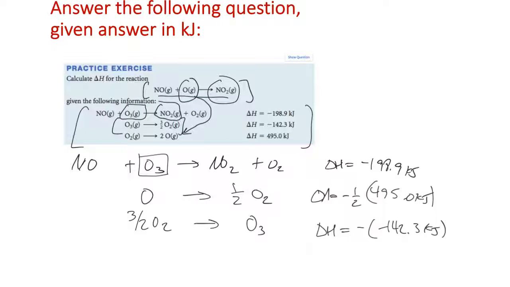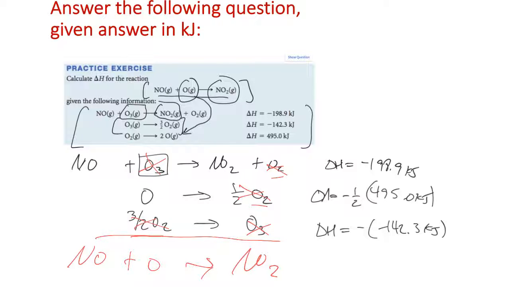Okay, so now hopefully things cancel. Let's see. So I have ozone on the reactant and product side in equal quantities. I have 3/2 O2 here, and I have a half plus an O2 here, so that's also 3/2. So the O2s are canceling. Now that's good, because when I add these reactions up, they sum up to NO plus O goes to NO2, the desired reaction. And now we've got a bunch of minus signs, so we have a lot of opportunities to make mistakes here.